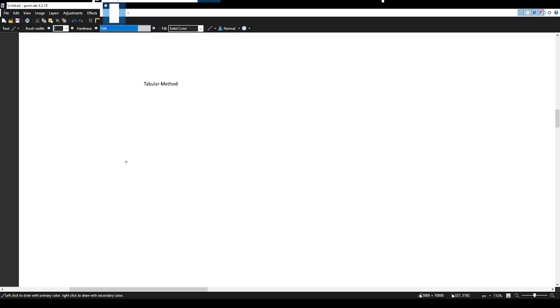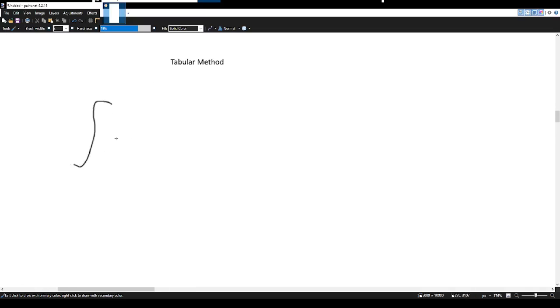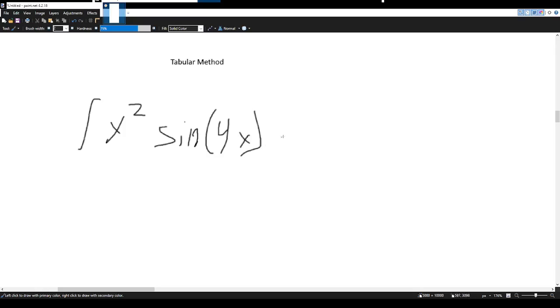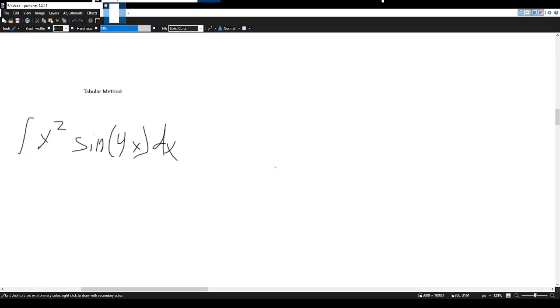So again, this is for when you are going to have to do it a lot of times in a row. So let's do this. X squared sine 4x dx. All right, so like usual, u, v, du, dv, uv minus integral v du.